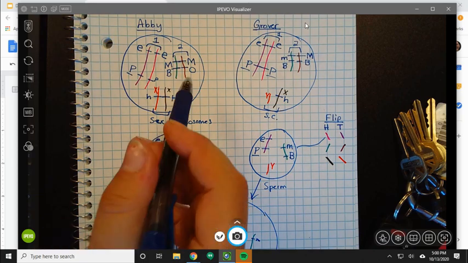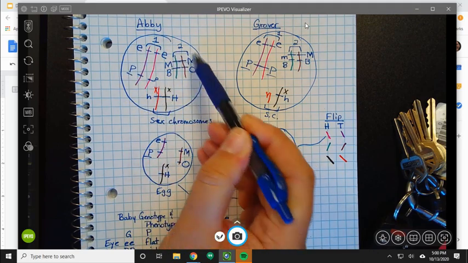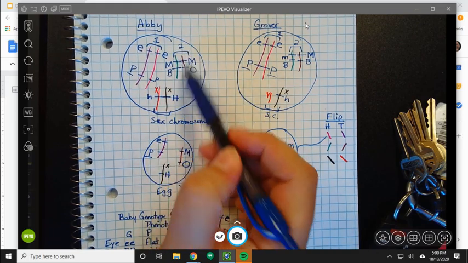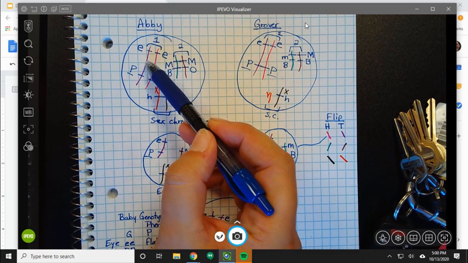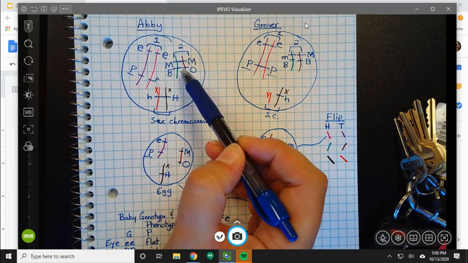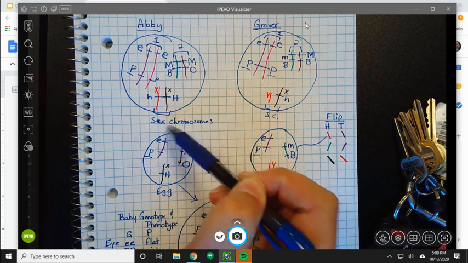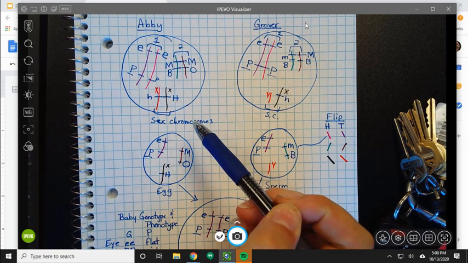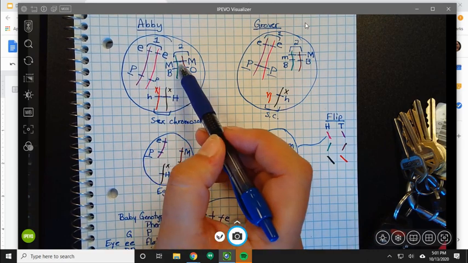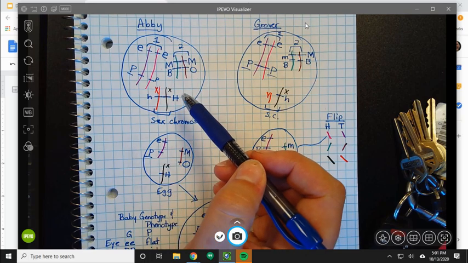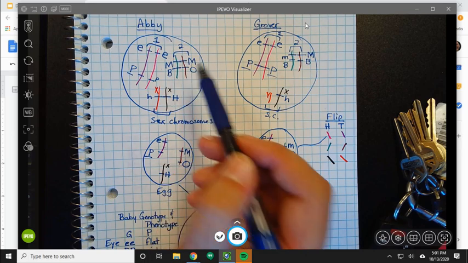Now, I'm going to look at Abby. So in all of Abby's cells, except for her sex cells, so except for the eggs that she'll produce, in all of Abby's cells, she's going to have 2 copies of chromosome 1, she's going to have 2 copies of chromosome 2, and she's going to have 2 copies of the sex chromosome. I have made these chromosomes different colors simply so I can keep track of them. There's nothing magic about the coloration. I just made different colors.